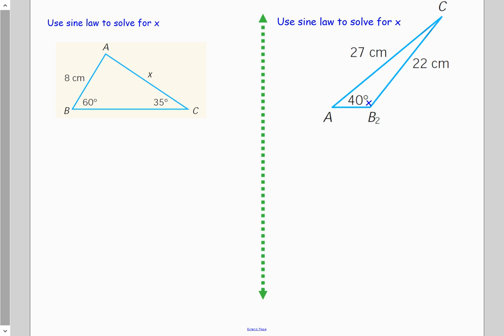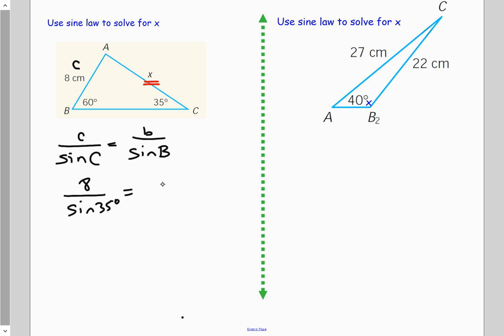Let's try some examples. So in this case, we are missing the side x over here. We will set it up by using the pair that we already have complete. So we have capital C and little c. So we're definitely going to need those. And side x is little b. Therefore, we'll need capital B as well. All right. So let's fill in the values. We have 8 over sine 35 equals x over sine 60.